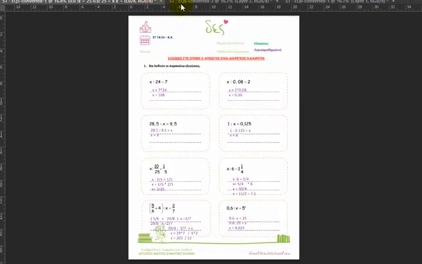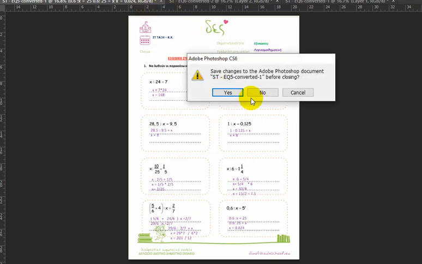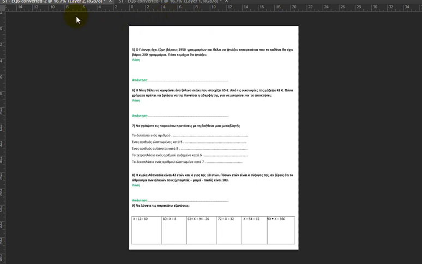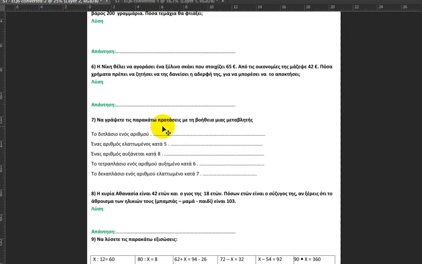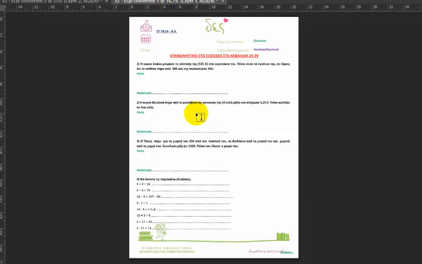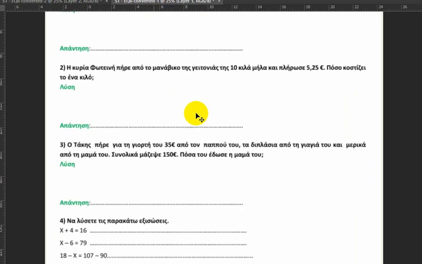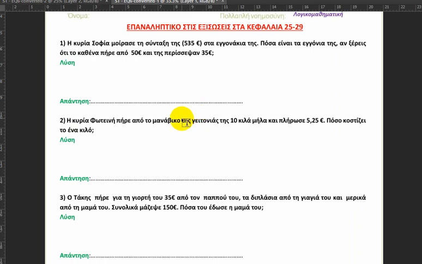That's page 2 done of the final worksheet. And now let's move on to the final worksheet. All right.